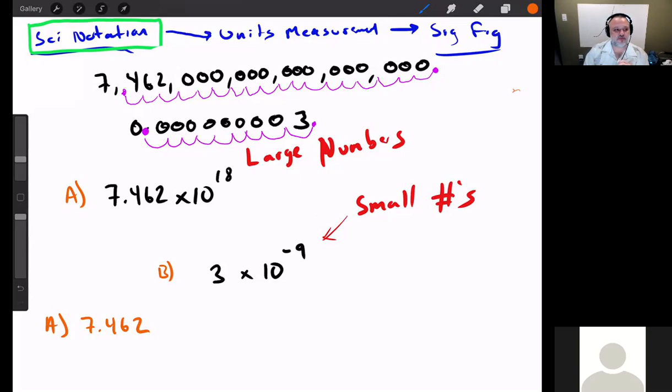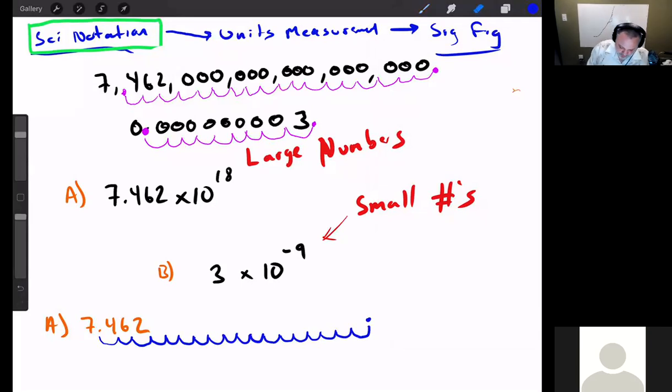So let's take a look at this one. 7.462, and the order of magnitude tells me that I should move it 18 spaces. So 1, 2, let's change colors. 1, 2, 3, 4, 5, 6, 7, 8, 9, 10, 11, 12, 13, 14, 15, 16, 17, 18. There's the decimal place. What do I fill in all these little spaces? These are where zeros go.